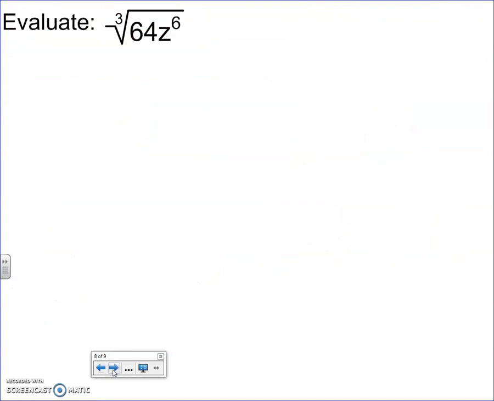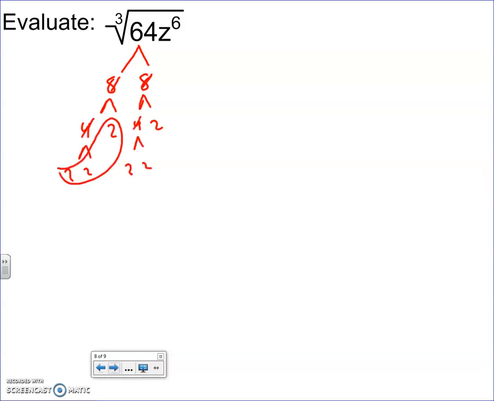This one, let's do it the old way. This is the cube root of 64 z to the 6. I can do breakdown tree branch, 8 and 8, 4, 2, 4, 2, 2, 2, 2, 2. Here's a triple, 2 times 2 goes out. No numbers in, z to the 6. How many groups of 3, triples, in there? Two. Alright, z squared comes out, nothing else. This is 4z squared. That's the answer there.